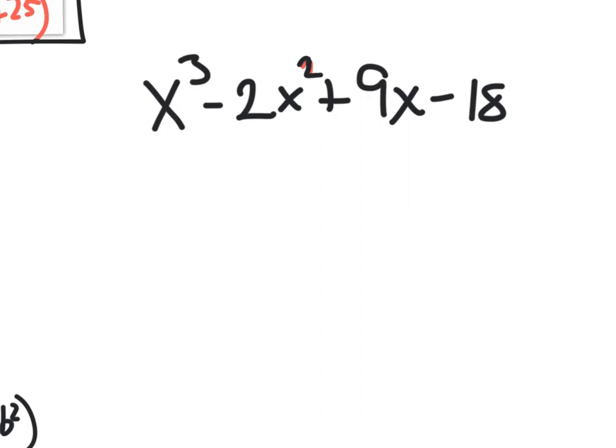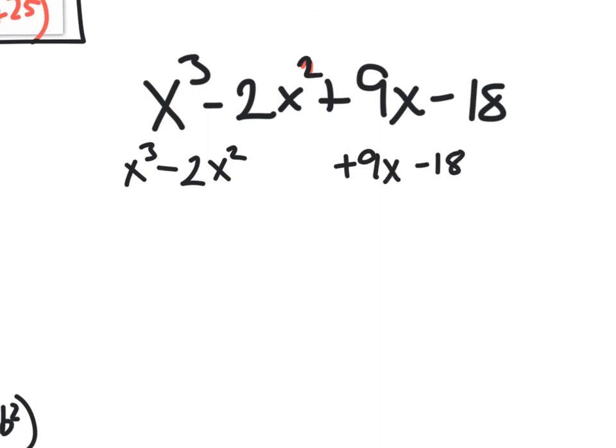Anyhow, right here, let's factor by grouping. Let's first separate it into 2 groups. So we're going to have x to the third minus 2x squared, and then we have the plus 9x minus 18. That's the first step on factoring by grouping.